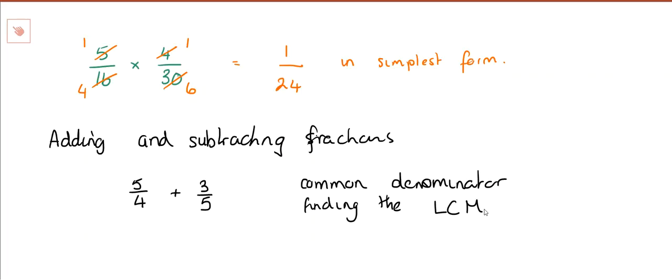Okay? So we do it by finding that. Now, a lot of people, when they find a common denominator, don't find the lowest common multiple, they just find the easiest common multiple. And I don't think that's easier. You can simplify it, but what we could aim to do is to always find the lowest common multiple.